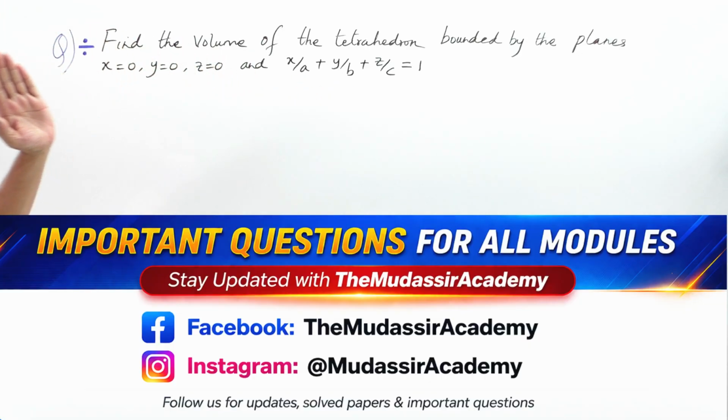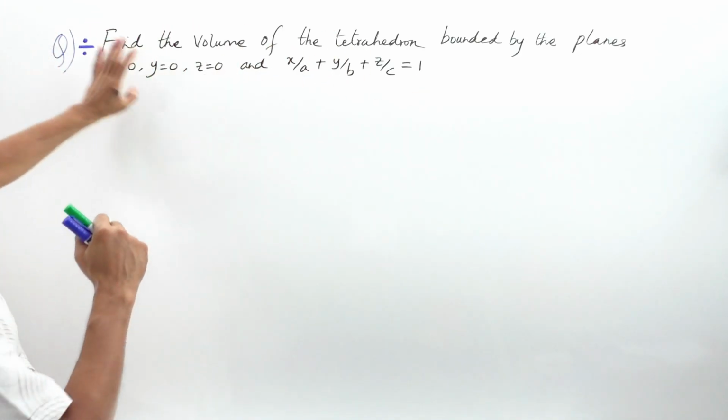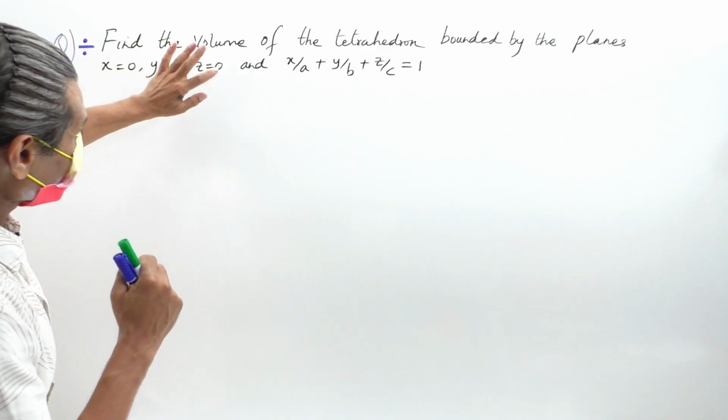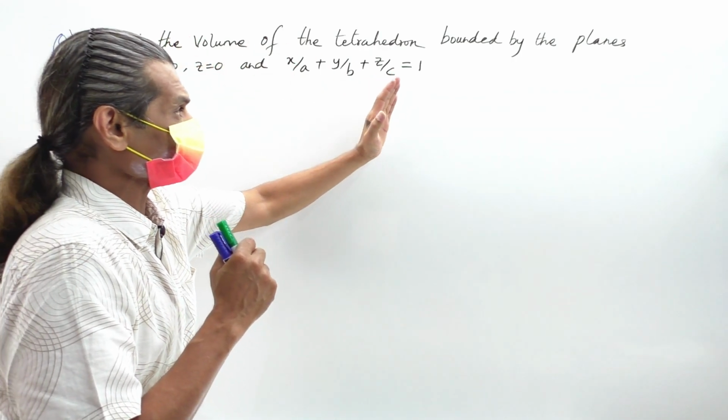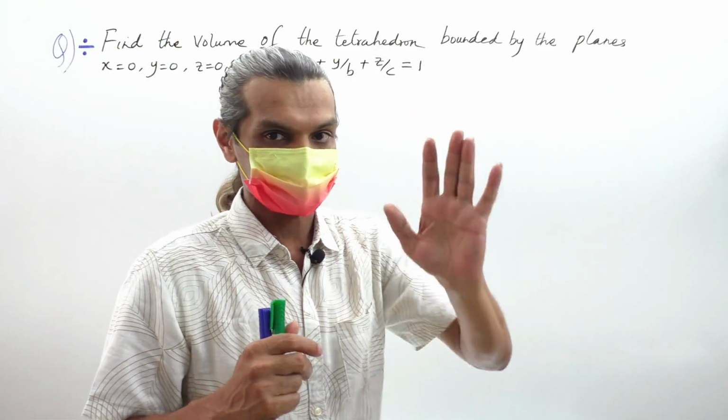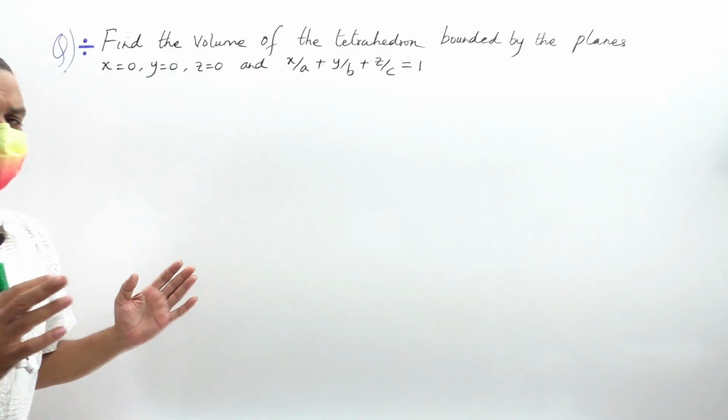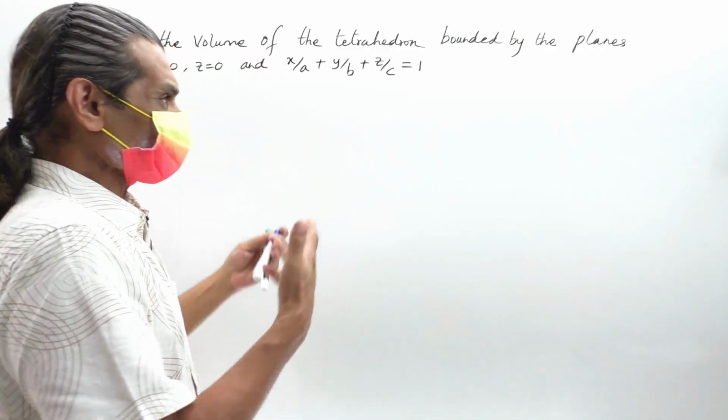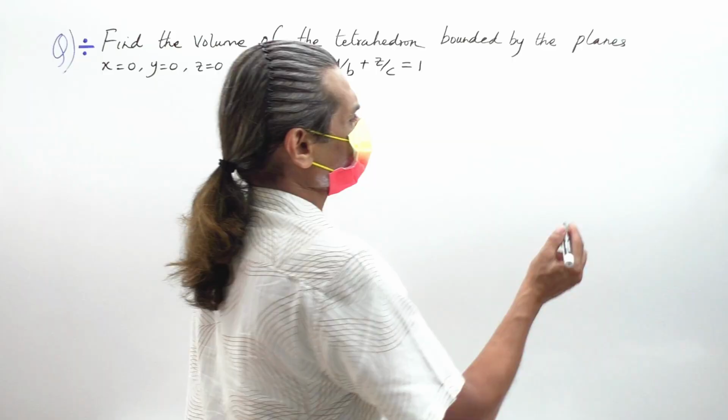Okay. Now see, find the volume of the tetrahedron bounded by the planes x equals 0, y equals 0, z equals 0 and x over a plus y over b plus z over c equals 1. A tetrahedron is a simple three-dimensional figure. The diagram is not required here, but anyway I'll just show you how it looks.